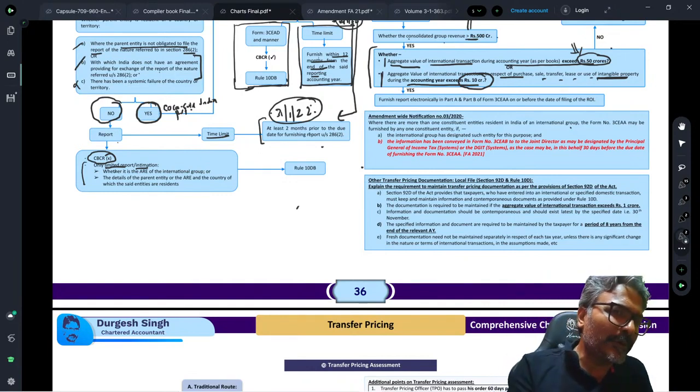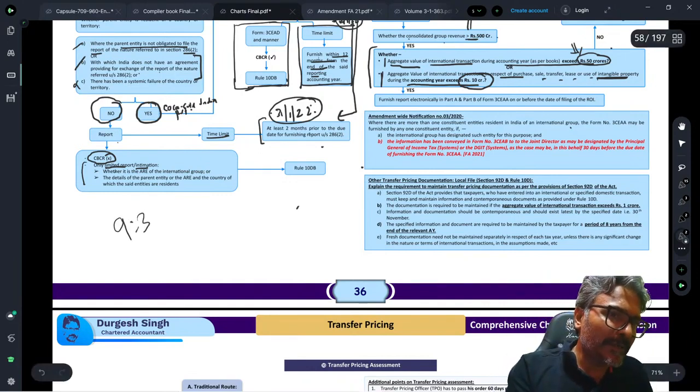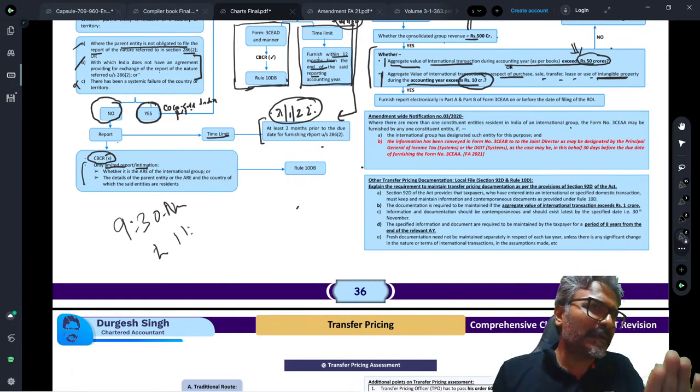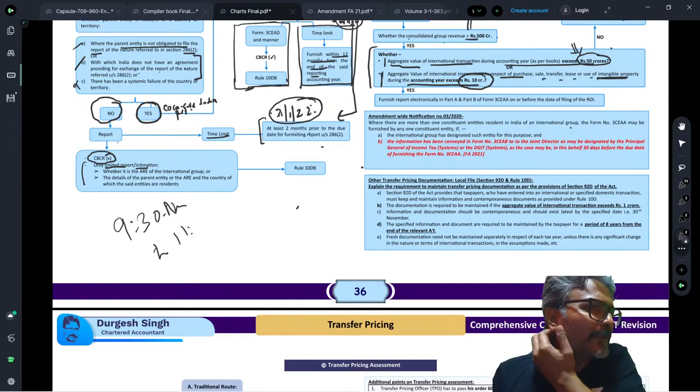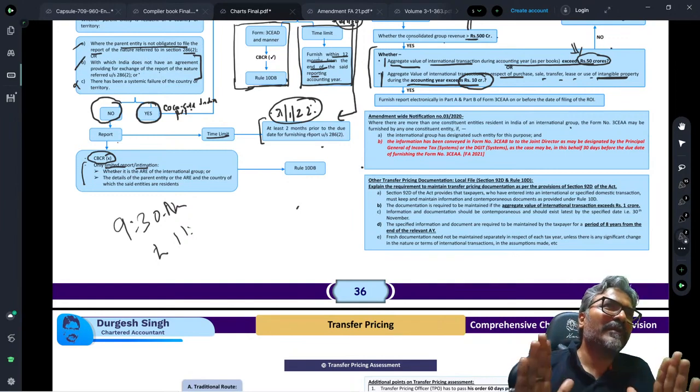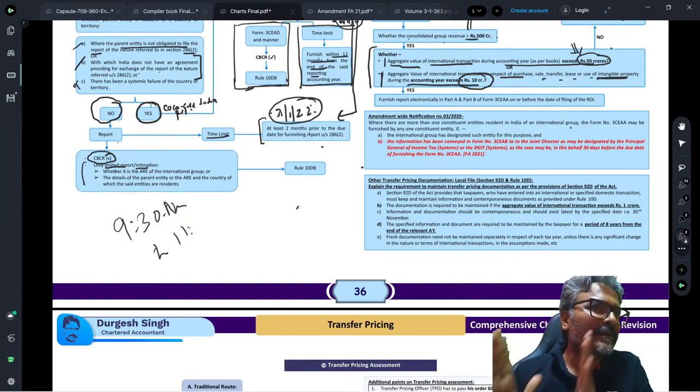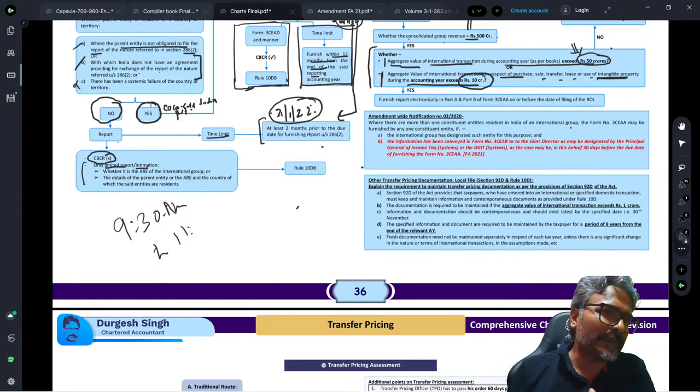Tomorrow time will be only for 2 hours. So I'm meeting you at 9:30 a.m. to 11:30 a.m. I'm just letting you know in advance itself. So the first 1 hour we'll wrap up the transfer pricing, and the next 1 hour we will focus on equalization levy. We'll get it sorted, and that should cover our transfer pricing, and this way we'll be done with it.